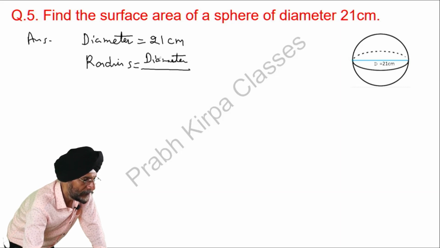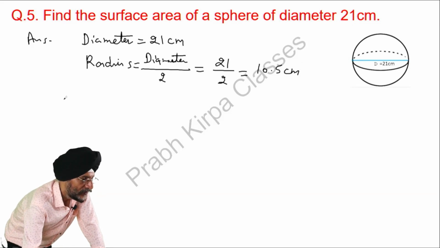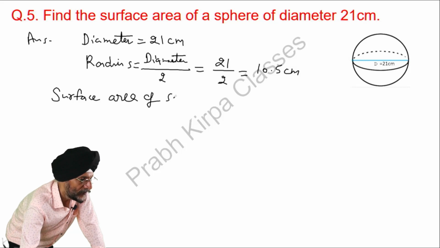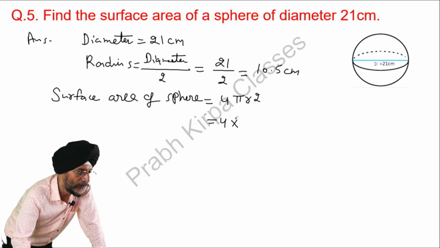Diameter divided by 2. 21 divided by 2 is 10.5 centimeter. This is the radius. Now, what is the formula for calculation of surface area of sphere? 4 pi r square. Now we will put in the relevant values.